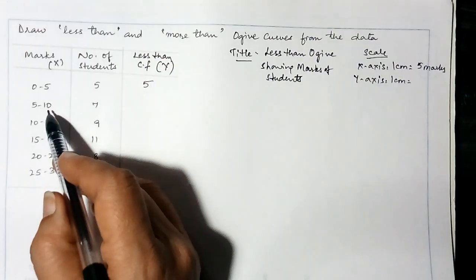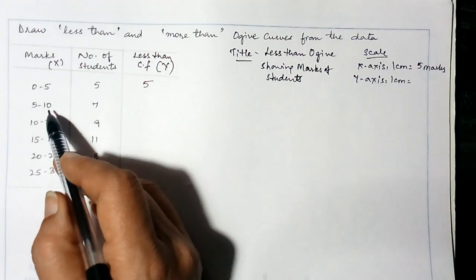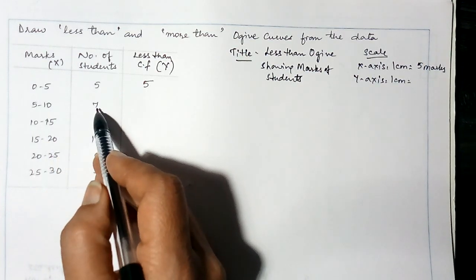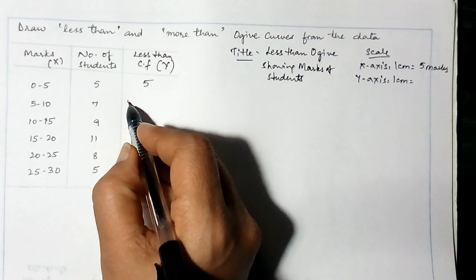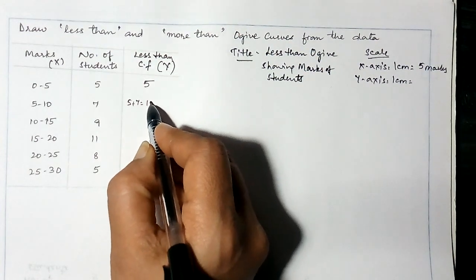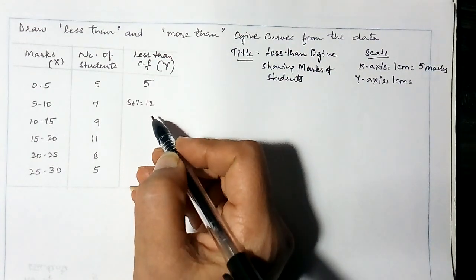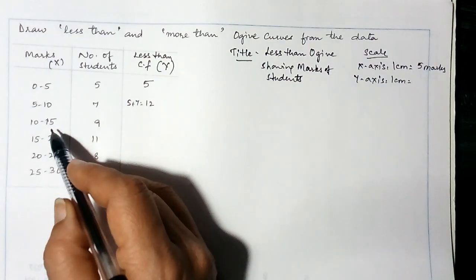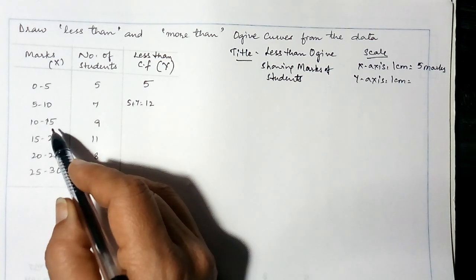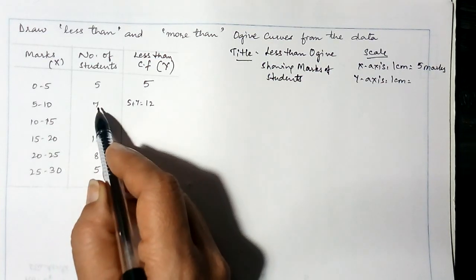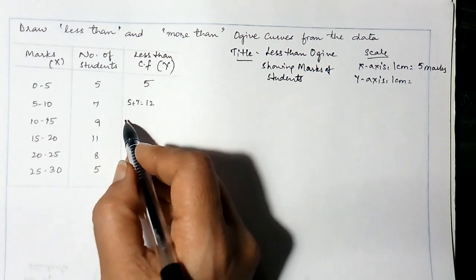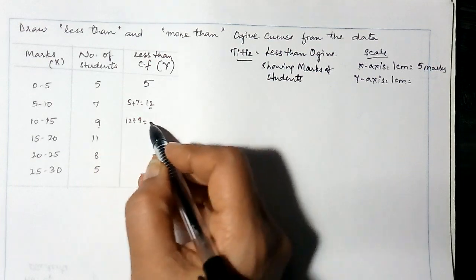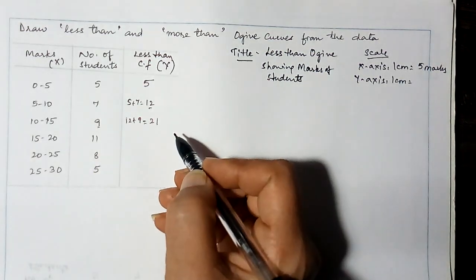Then the next upper limit is 10. So how many students have scored less than 10? 5 are already there. 7 more have joined. So 5 plus 7 gives us 12. So 12 students have scored less than 10. The next upper limit is 15. How many students have scored less than 15? 12 are already there plus 9. So 12 plus 9 gives us 21 students.